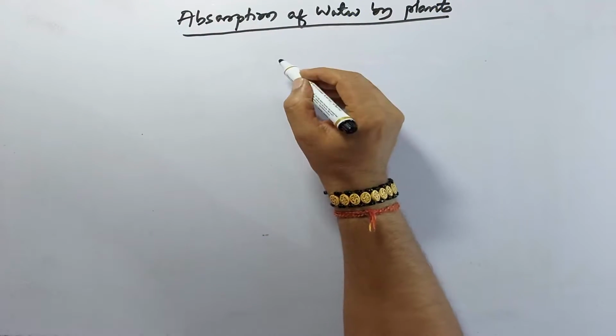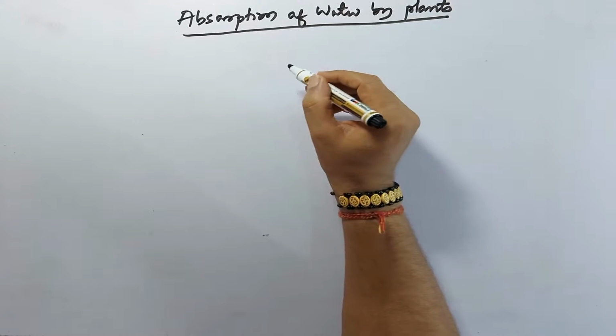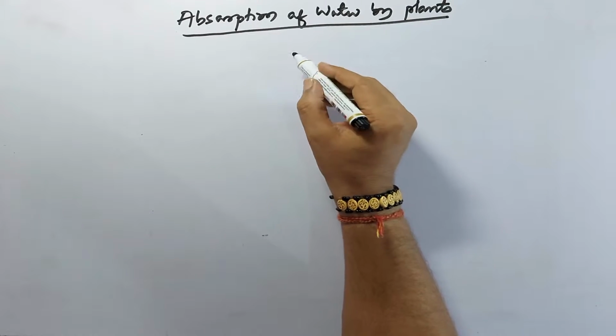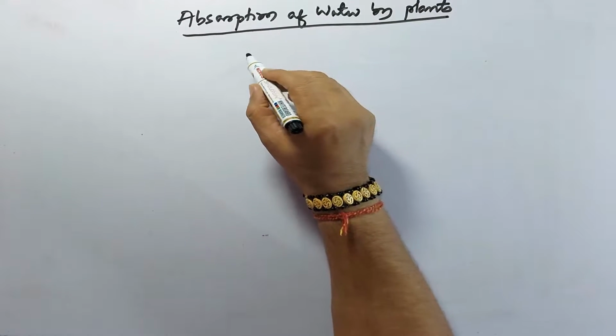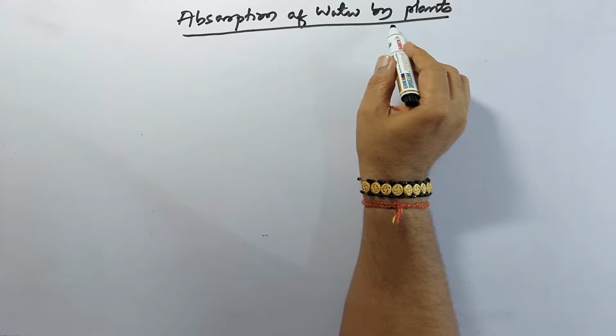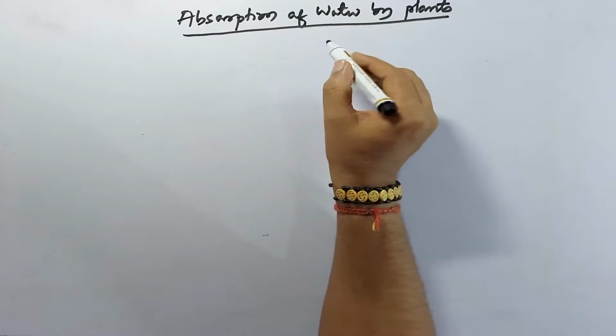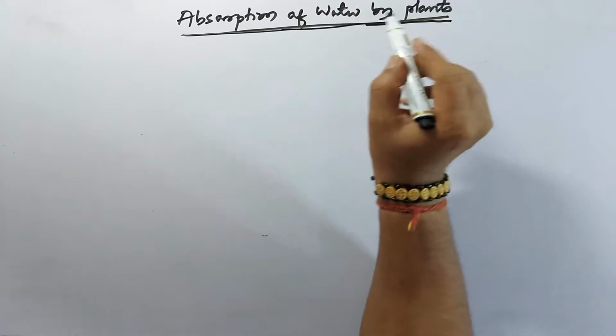Hello students, this is part 5 of the series Plant Physiology, class 11. Today we will discuss the absorption of water by plants. How do plants absorb water from the soil?